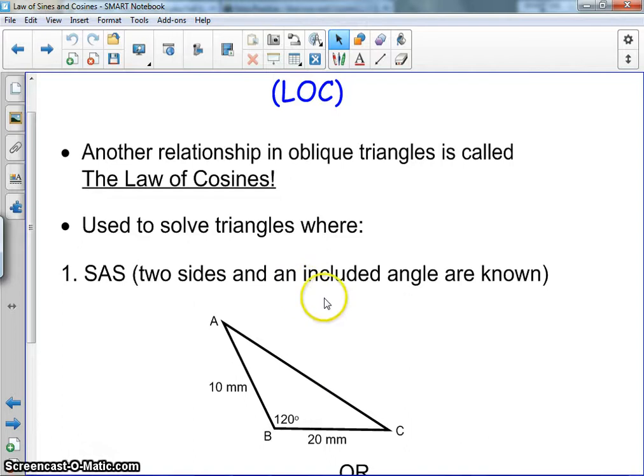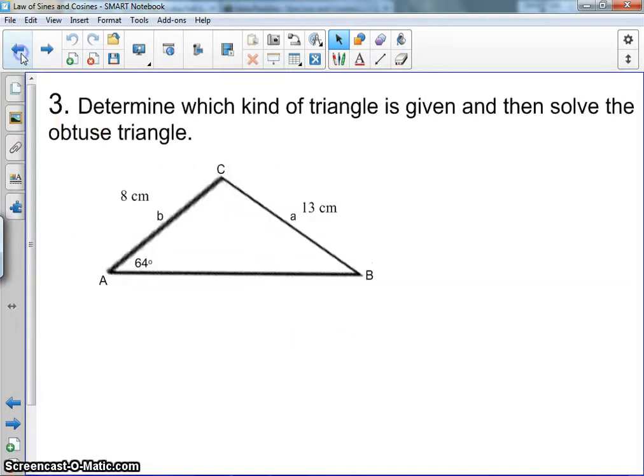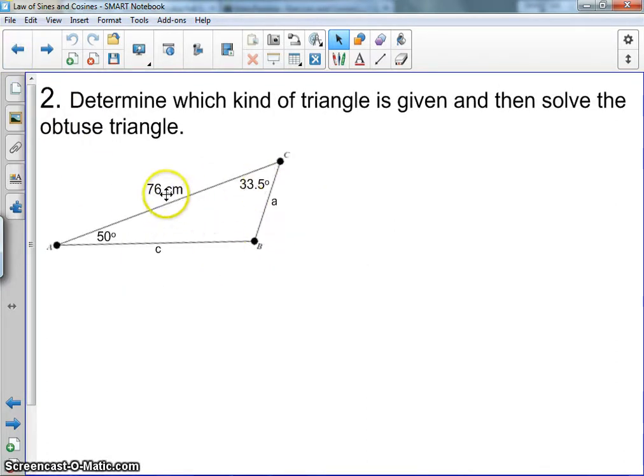The way that you'll know that you need to use the law of cosines is if you are not given a pair. Remember, in the law of sines, you were always given a pair to start out with, or you were able to find a pair. For example, right here, you weren't necessarily given a pair, but you could use these other two angles to find this angle, and then you would have a pair.